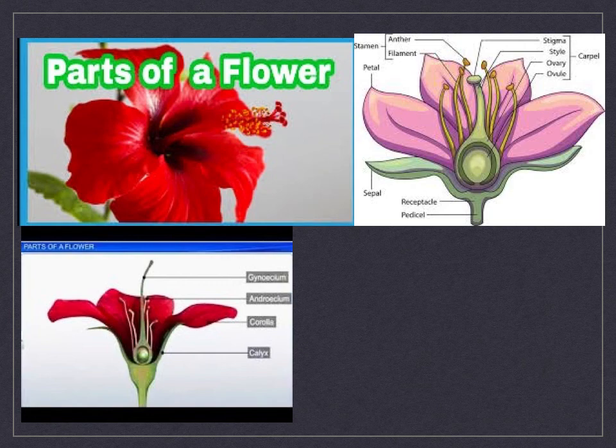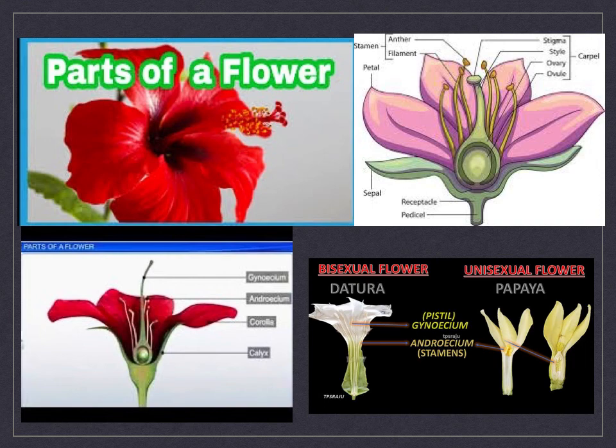A flower is called bisexual if both whorls, that is androecium and gynoecium, are present in the same flower. Example, hibiscus. A flower is called unisexual if only one of the above mentioned two whorls is present in the flower. If only androecium is present, then it is called a male flower, and if only gynoecium is present, then the flower is a female flower. Example, papaya.